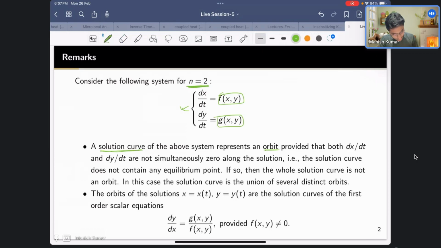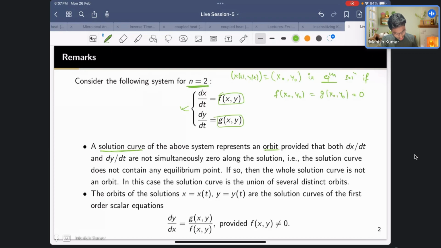So let me first rewrite. x naught, y naught, or let me write with t. It is basically independent of t. The x naught, y naught is an equilibrium solution. So it's like x(t) comma y(t). These are the constant solutions, called equilibrium solutions if f(x naught, y naught) and g(x naught, y naught) are 0. So this is what is called an equilibrium solution, or critical solution, whatever you say.